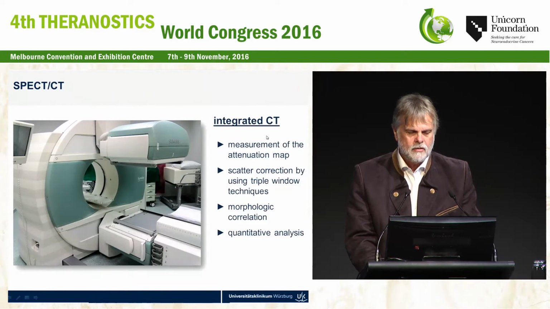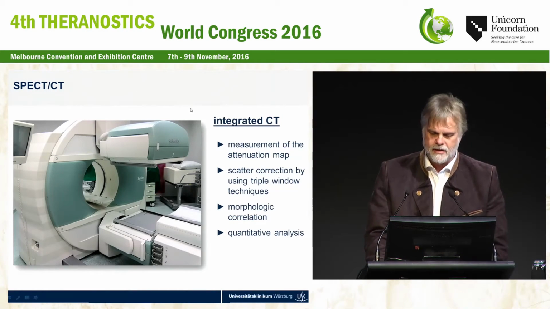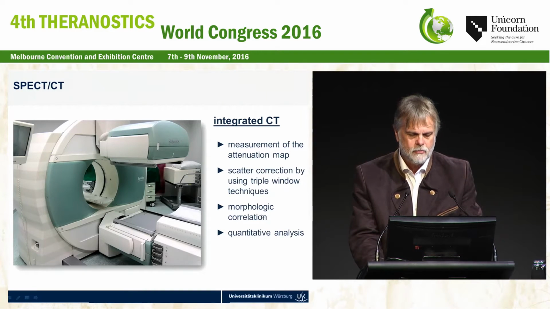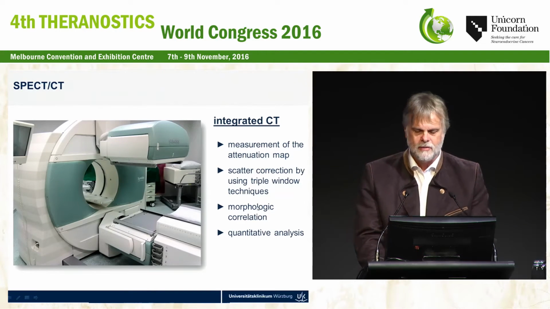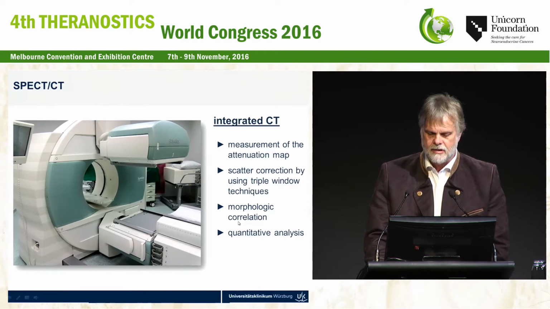Of course, if you have an integrated SPECT/CT now, which is available in at least most of the sites that I know, or in many sites that I know, what we can do with the CT, we have the attenuation map. Scatter correction is also inherent. We have some morphologic correlation, which is also for dosimetry sometimes interesting to see where you are. And of course, it facilitates quantitative analysis.